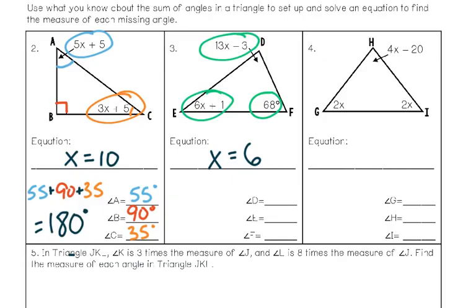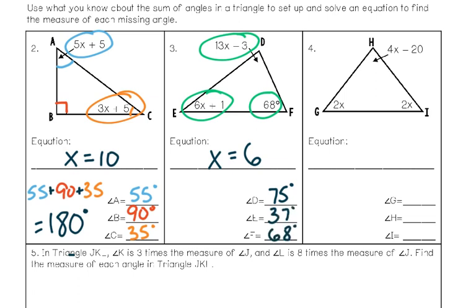X equals 6. To find out what each angle is, all we're going to do is substitute in 6 for the x in each one of these angle equations. So for example, looking at this expression, I have 13x minus 3. 13x means 13 times x, and 13 times 6 minus 3 gives me 75 degrees. Go ahead and do that for the last two angles and tell me what angle E and angle F equal.